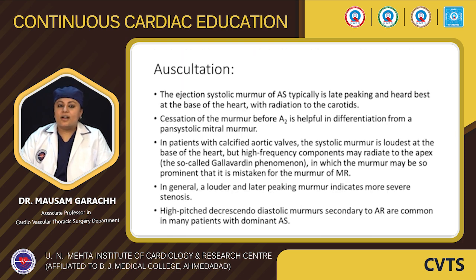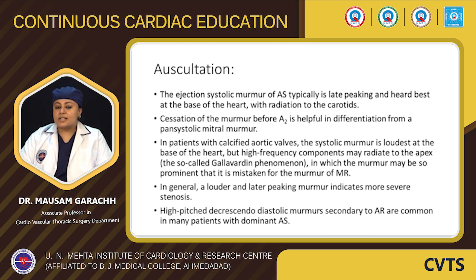In auscultation, the ejection systolic murmur of aortic stenosis typically is late peaking and it is heard best at the base of heart with radiation to the carotids. The suggestion of the murmur before A2 is helpful in differentiation from a pansystolic mitral murmur. In the patient with a calcific aortic valve, the systolic murmur is loudest at the base of heart, but high-frequency components may radiate to the apex, the so-called Gallavardin phenomenon, in which the murmur may be so prominent that it is mistaken for the murmur of mitral regurgitation. In general, a louder and late peaking murmur indicates more severe stenosis.